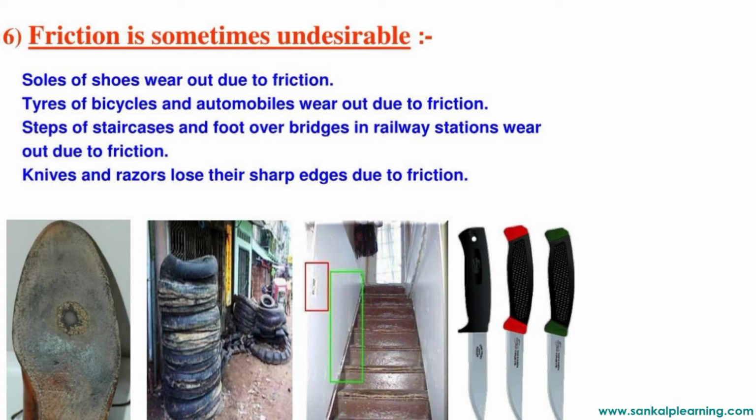There will be damage in the sole of a shoe. Then tires of bicycles and automobiles wear out due to friction. So what happens? Tires of bicycles and automobiles keep rolling on the road, due to this a friction occurs, which leads to wear out of the tires.